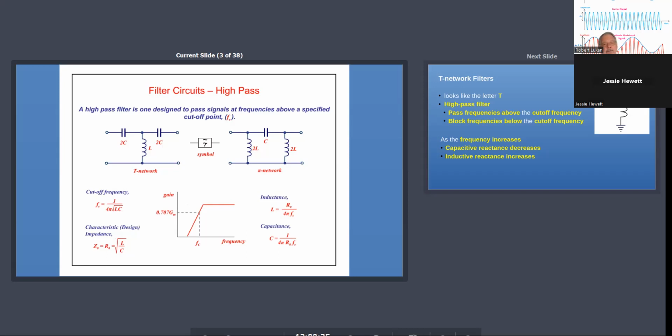In the case of the high pass, it passes frequencies above the cutoff frequency and blocks frequencies below the cutoff frequency. The formulas are there to calculate the cutoff frequency and characteristic impedance and inductance, capacitance, but you don't need to know those for the test. But Rick, you can write them down just so you have them.